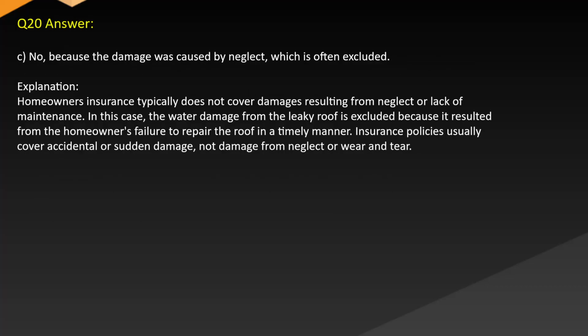Answer: C. No, because the damage was caused by neglect, which is often excluded. Explanation: homeowners insurance typically does not cover damages resulting from neglect or lack of maintenance. In this case, the water damage from the leaky roof is excluded because it resulted from the homeowner's failure to repair the roof in a timely manner. Insurance policies usually cover accidental or sudden damage, not damage from neglect or wear and tear.